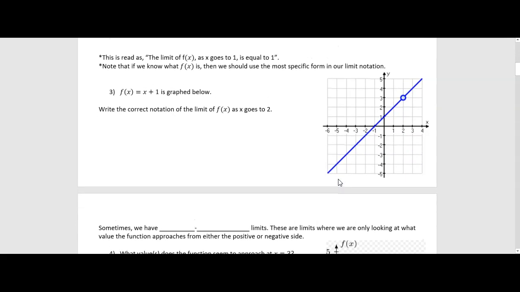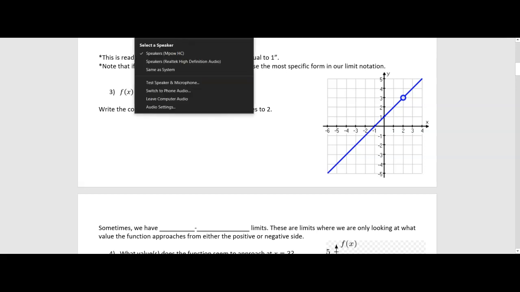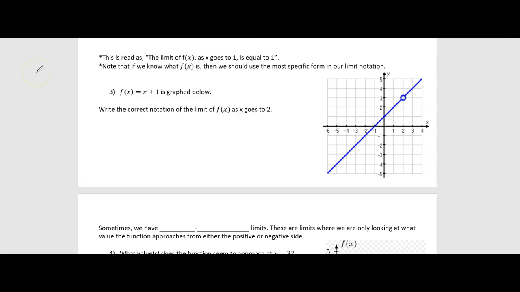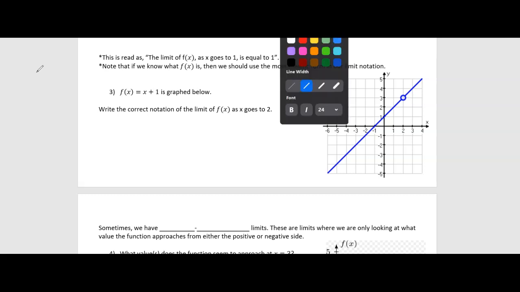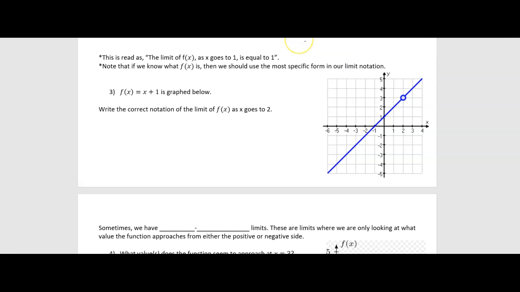Okay, we have an example here. It says, given the function f of x equals x plus 1, write the correct notation of the limit of f of x as x approaches 2. So let's approach x equals 2 from the left. Let's approach it from the right. Good news is they're approaching the same value, so we know that the limit does exist here.